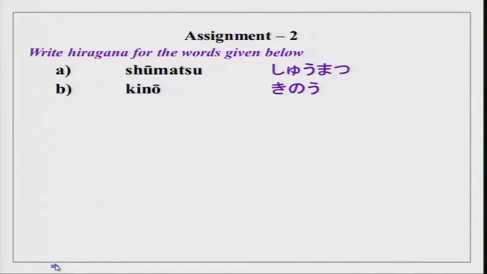Kino, and you will notice that o has a bar on top. And the reading is u, which states that it is a long sound, as you can see over here with u as well. Tokyo. Now we write Tokyo in English and we pronounce it as Tokyo in English, but in Japanese it is to-u, kyo-u.